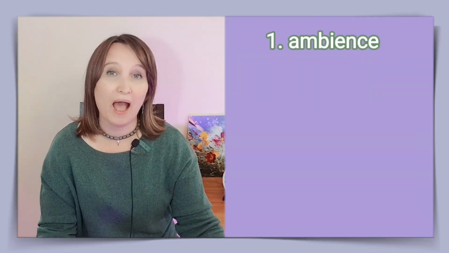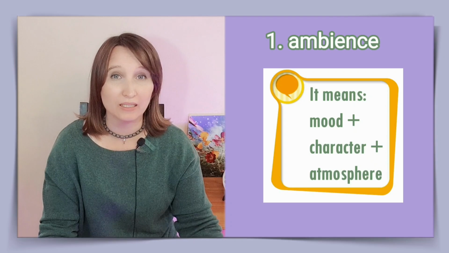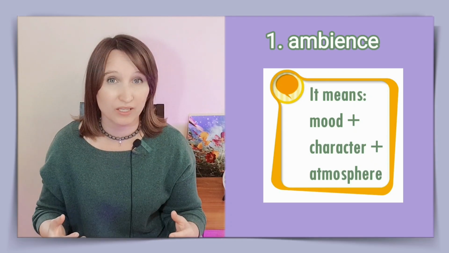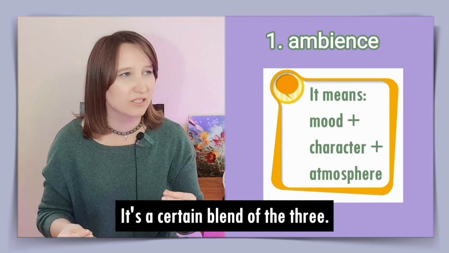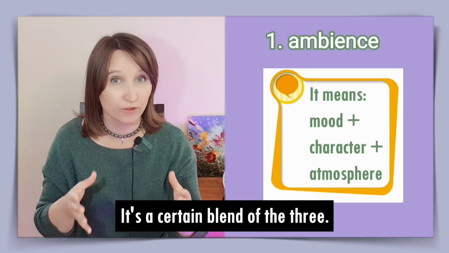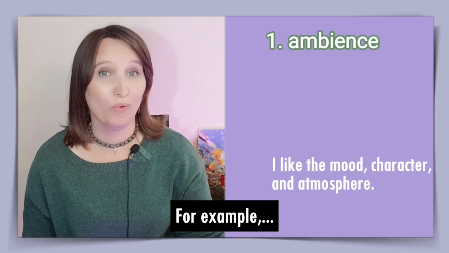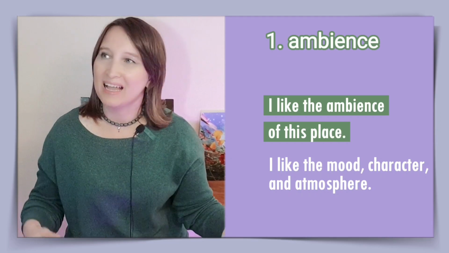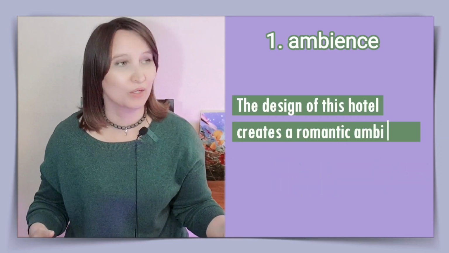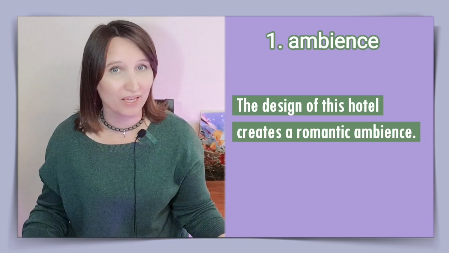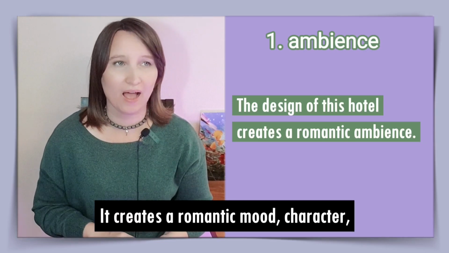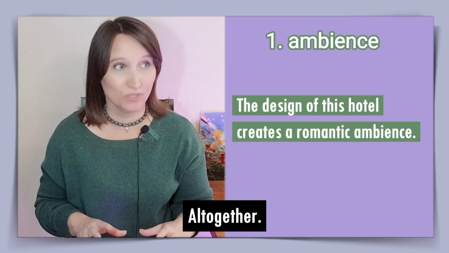Number 1, ambience. It means mood, character and atmosphere of a place. It's a certain blend of the 3. For example, I like the ambience of this place. The design of this hotel creates a romantic ambience. It creates a romantic mood, character and atmosphere altogether.